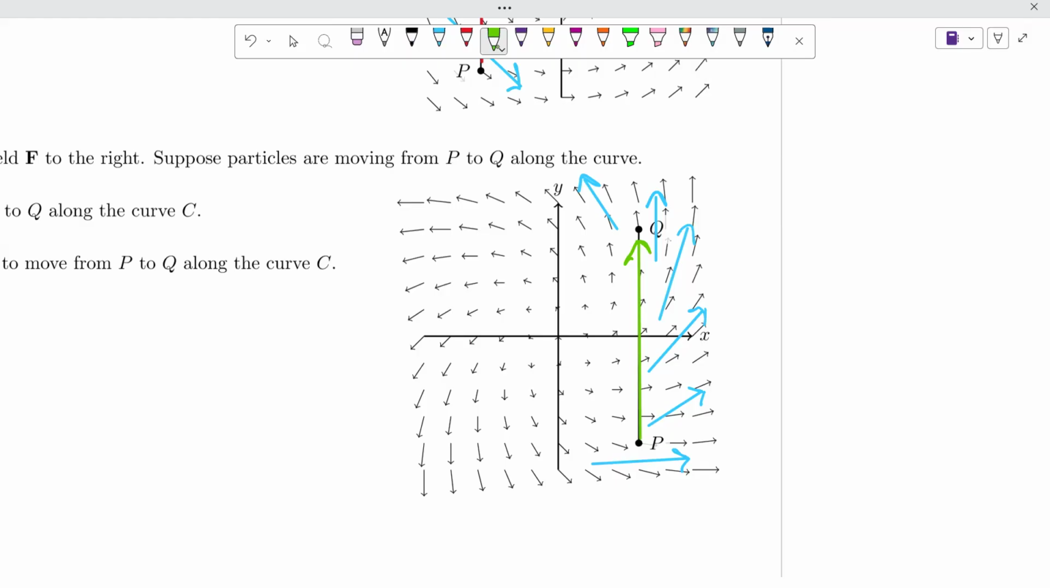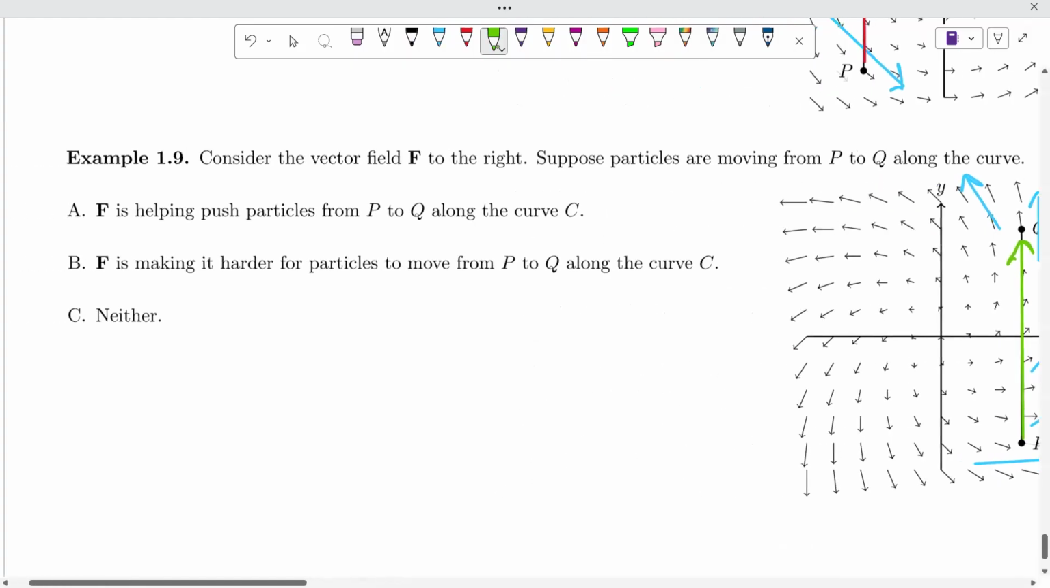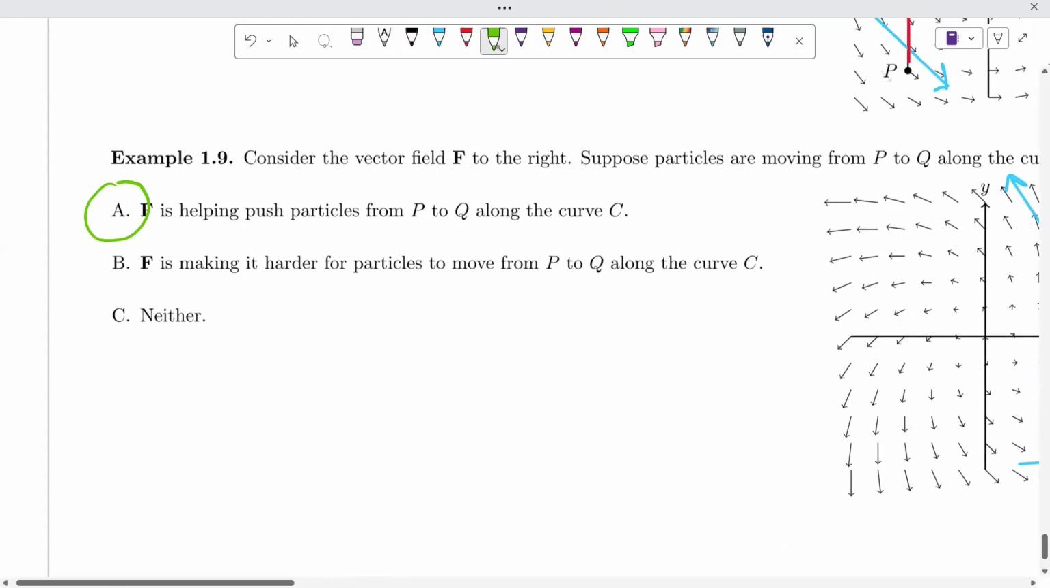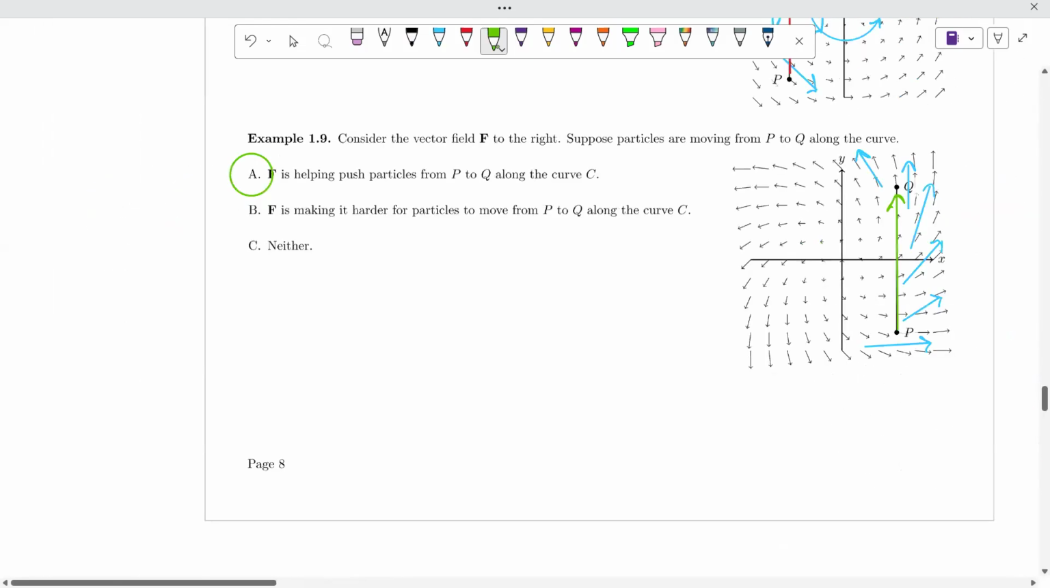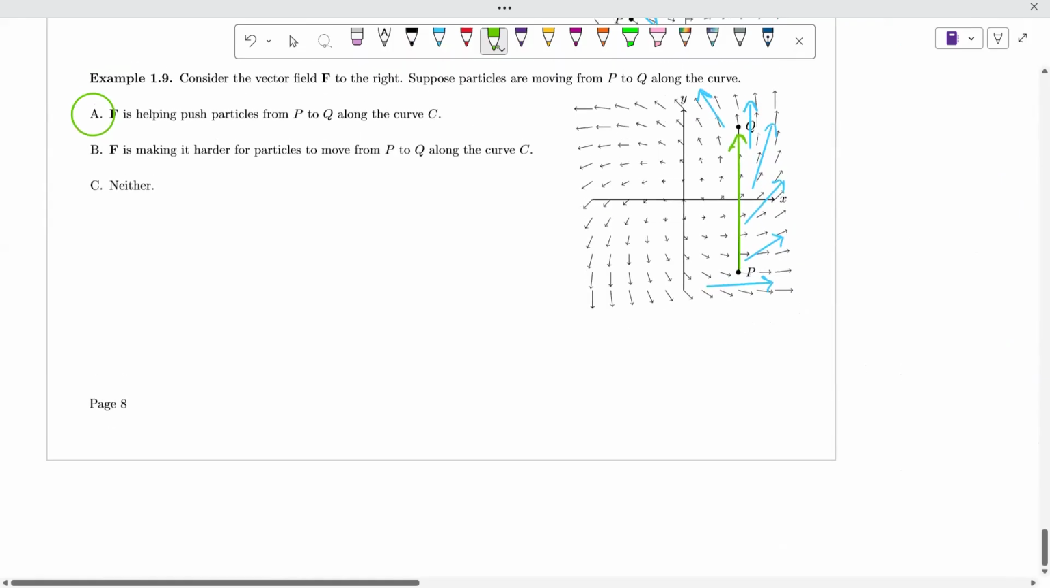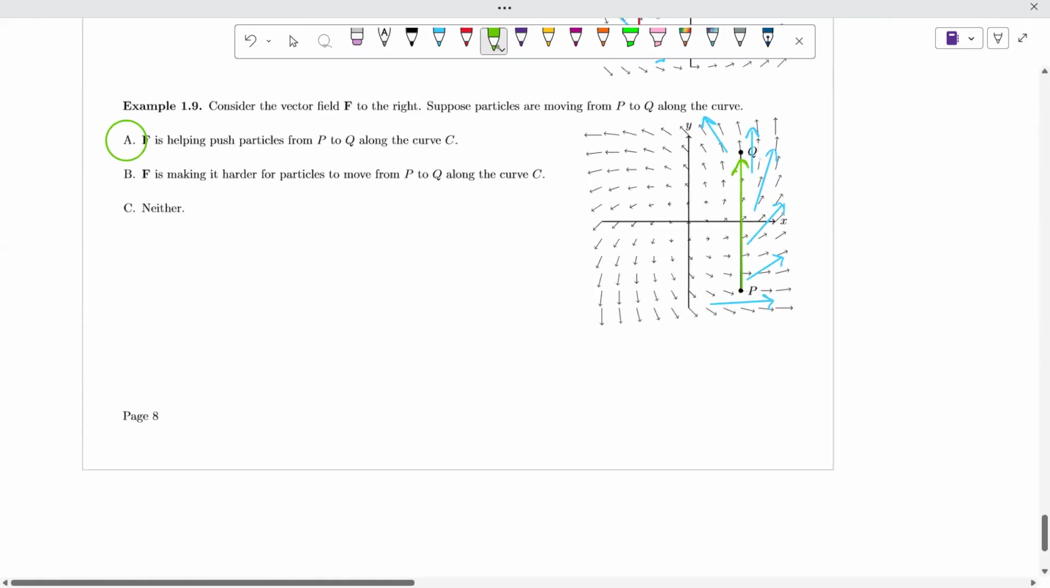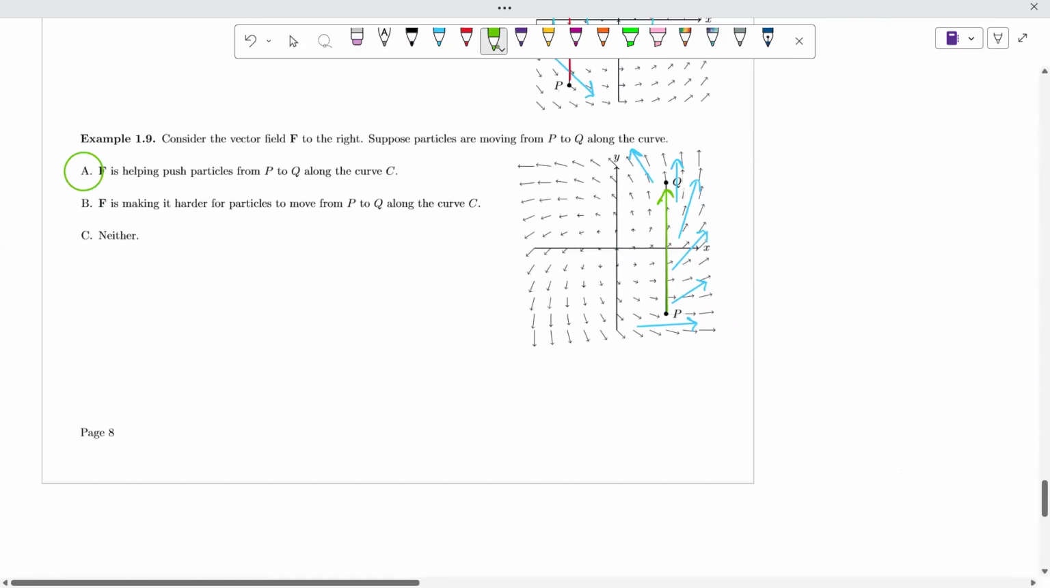But the further up along the rod we go, the more and more the field is pushing that particle upward. So I'd say A. The field's helping the particle this time. And that's the end of section 16.1.